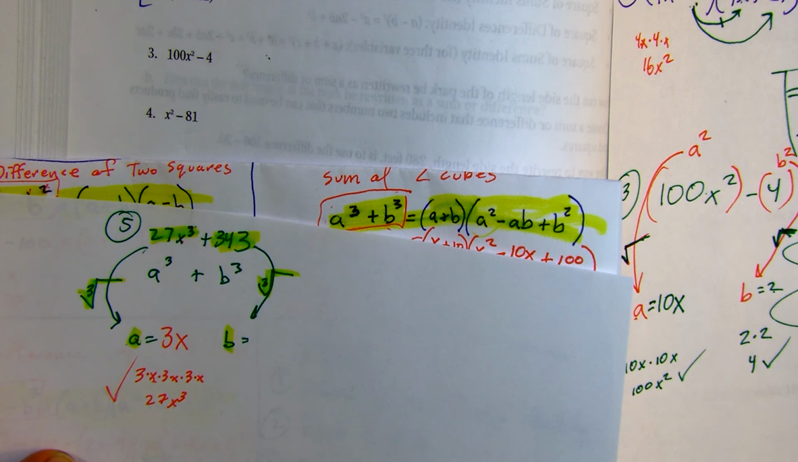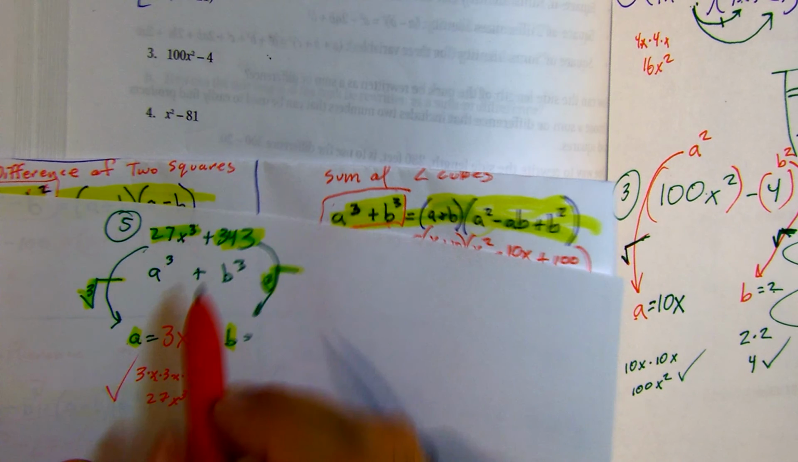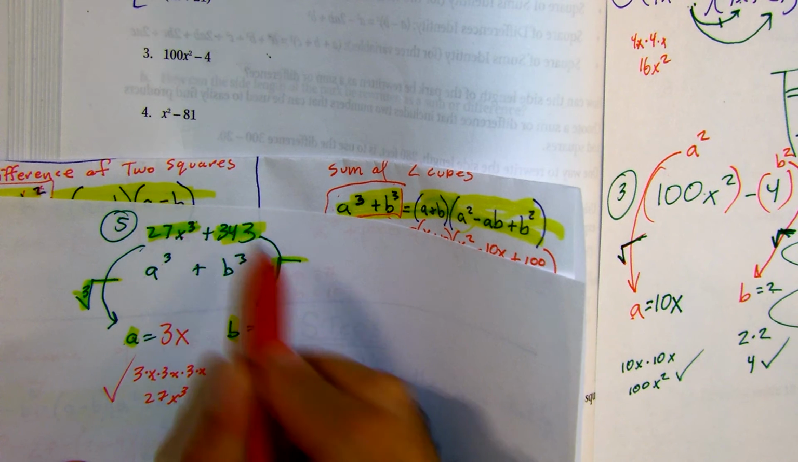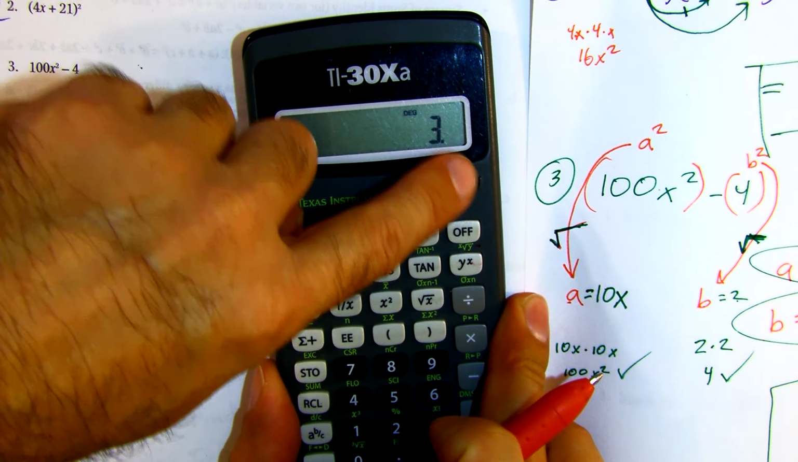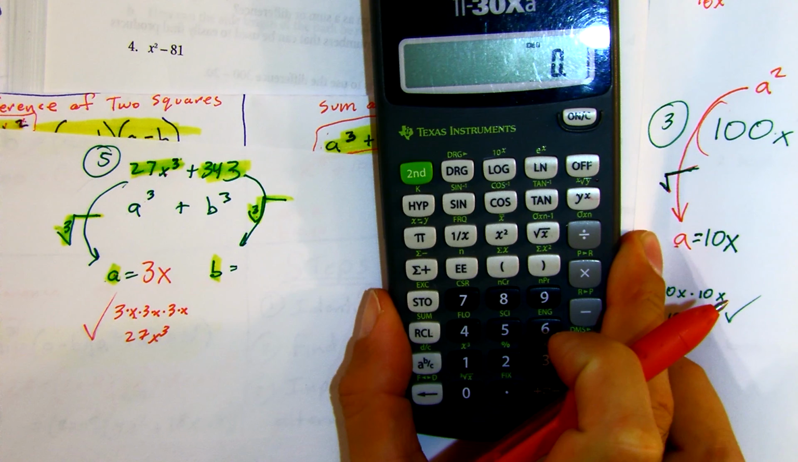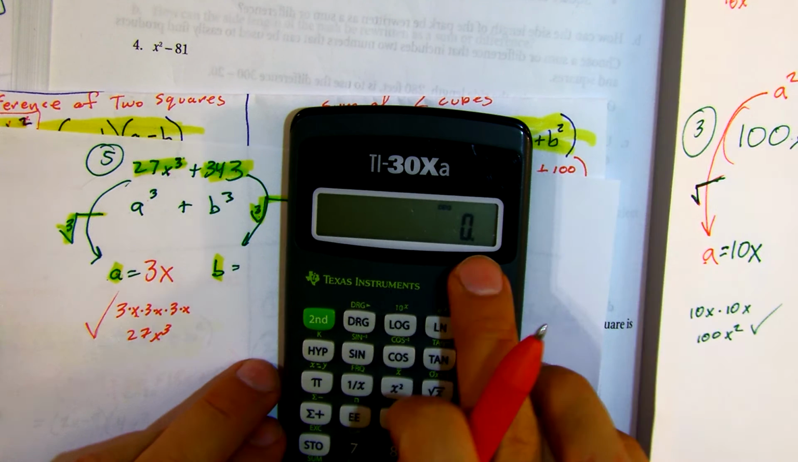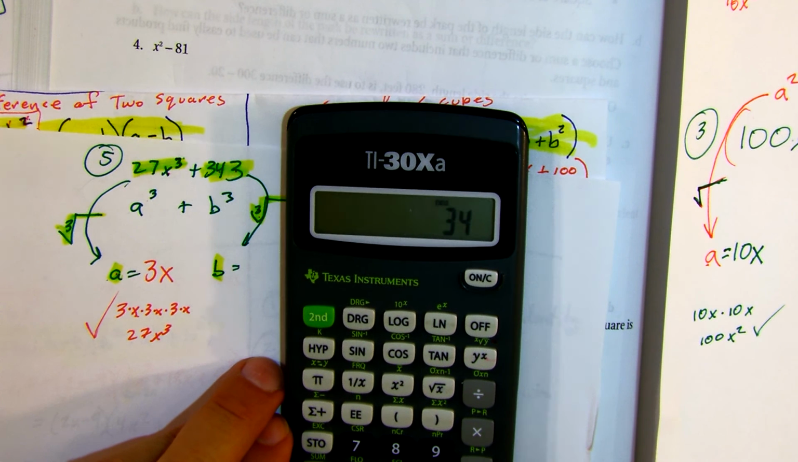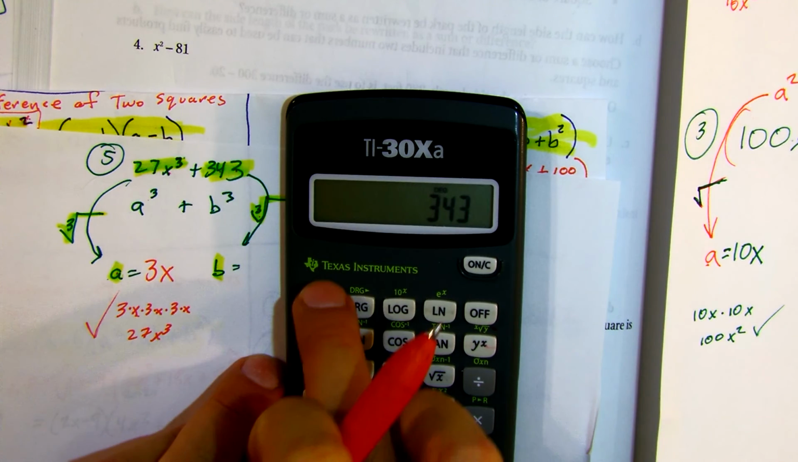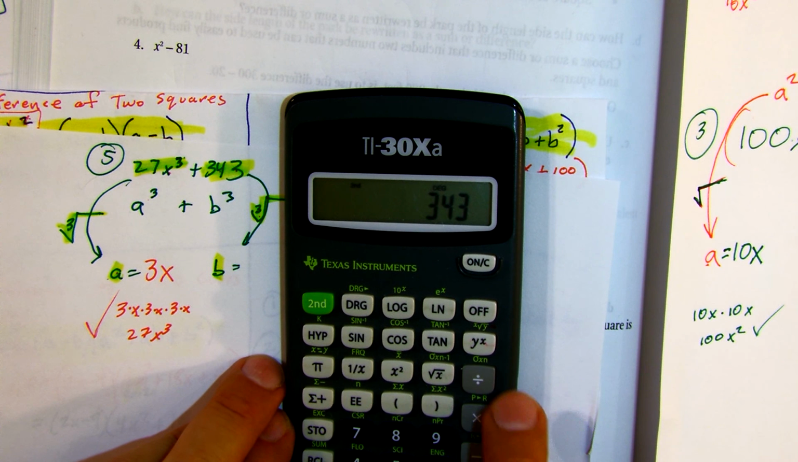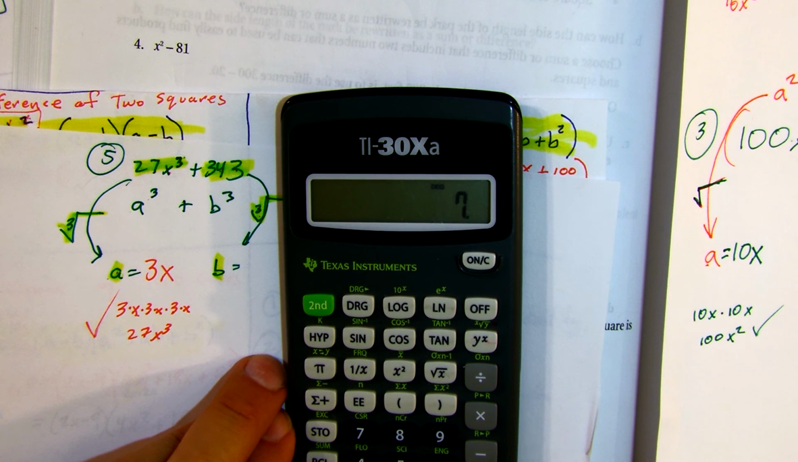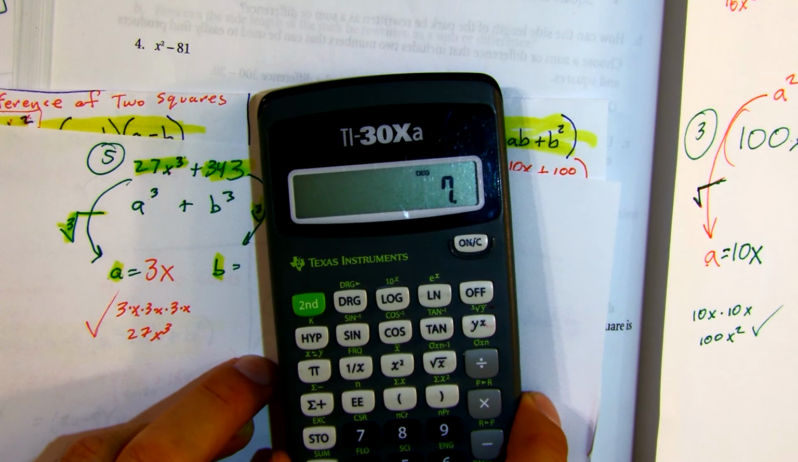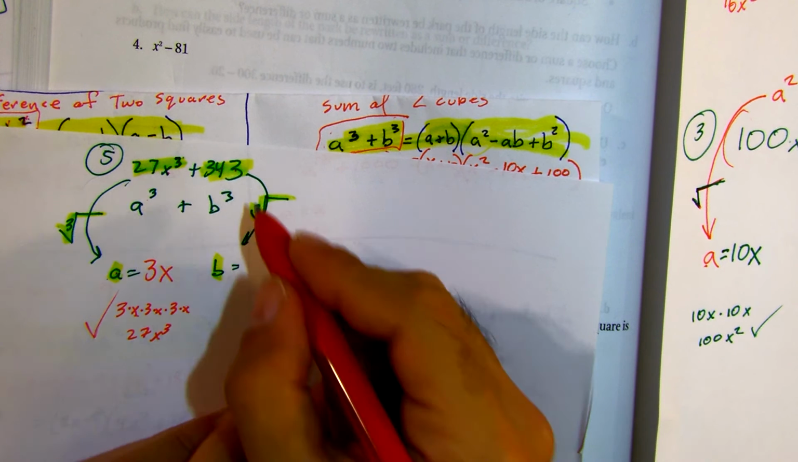All right, how about this? 343, we have to cube root it. You're going to put in the 343 first. You're going to hit second to get to that button in the background, and then push 3 because I'm doing the cube root. 7. So 7 times 7 times 7 gives us 343. So I know B is 7.